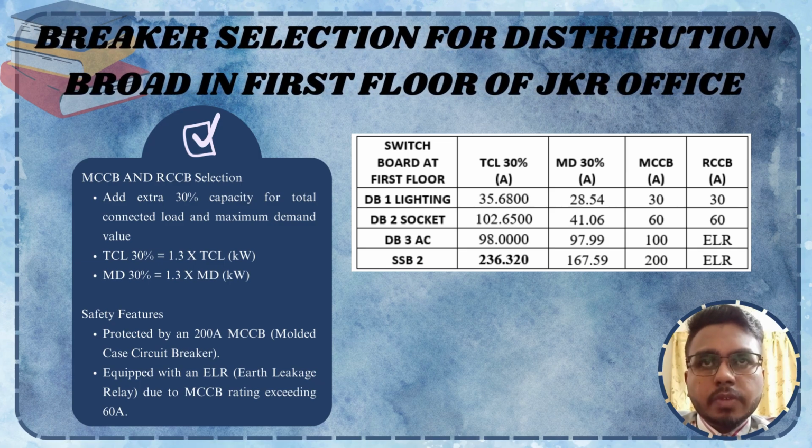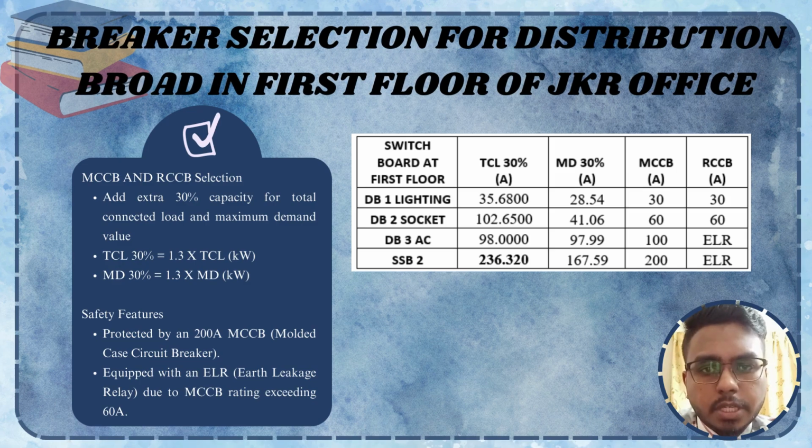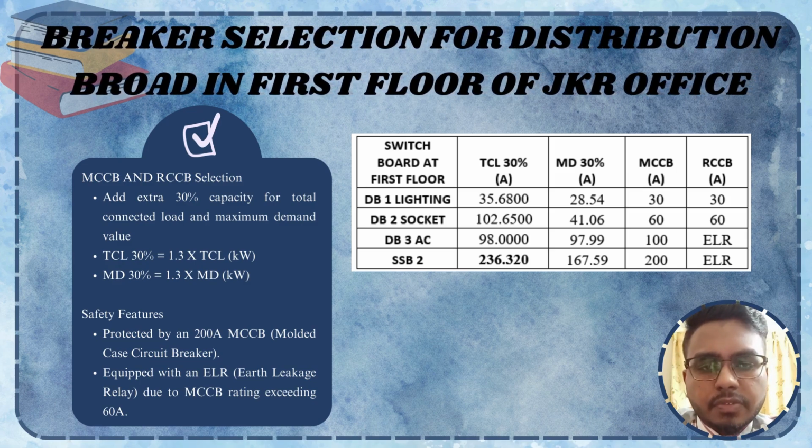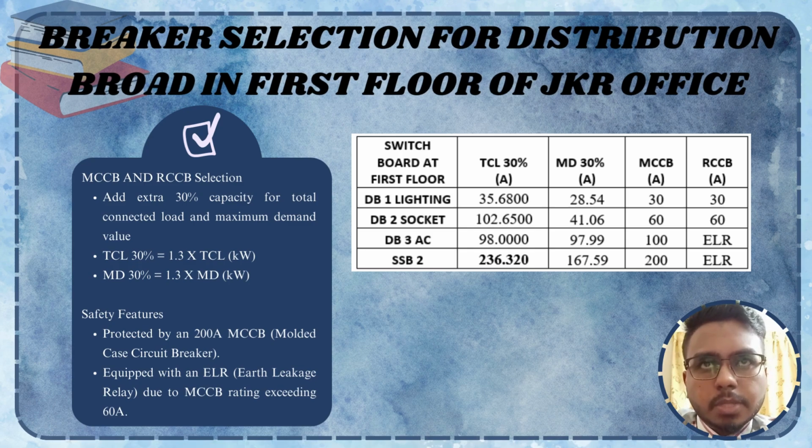First of all, we made some calculations to identify MCCB and RCCB rating as safety features for DB and SSB. We add extra 30% of capacity for total connected load and maximum demand value by using this formula. TCL 30% equals 1.3 multiplied by TCL in kilowatt, followed by maximum demand 30% equals 1.3 multiplied by maximum demand in kilowatt. The total connected load value and maximum demand value, we took from the previous assignment, which is assignment 2.